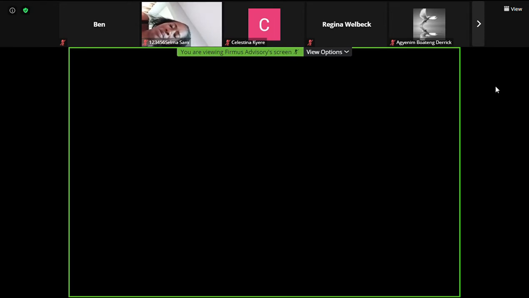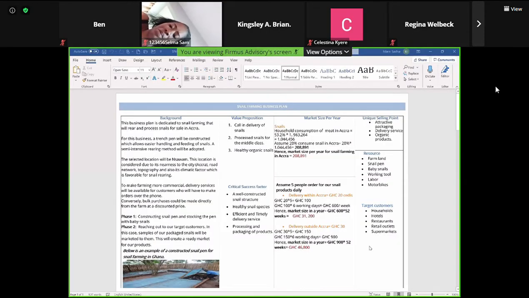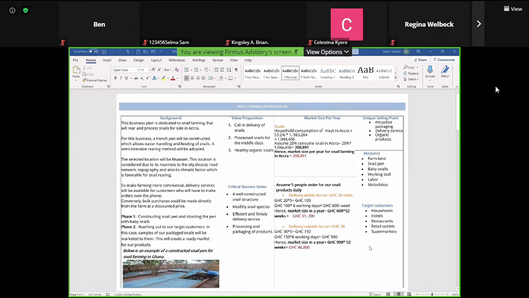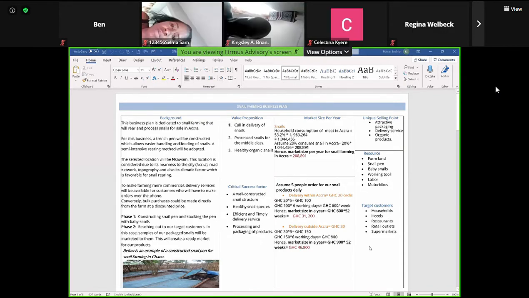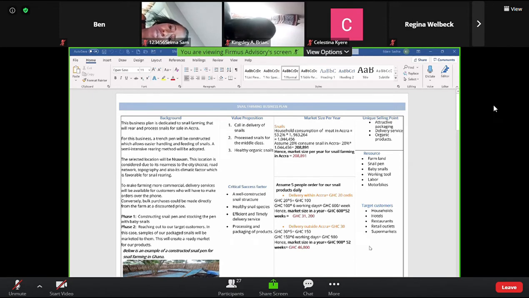So this business plan has to do with snail farming. Snail is something that I enjoy eating, and if I want it, I have to go to the market. So I've been toying with the idea of setting up one where I can bring it to myself and my likes. By my likes, I mean the one who would go to the office 7 days in the week, but will not have time to go to the market.